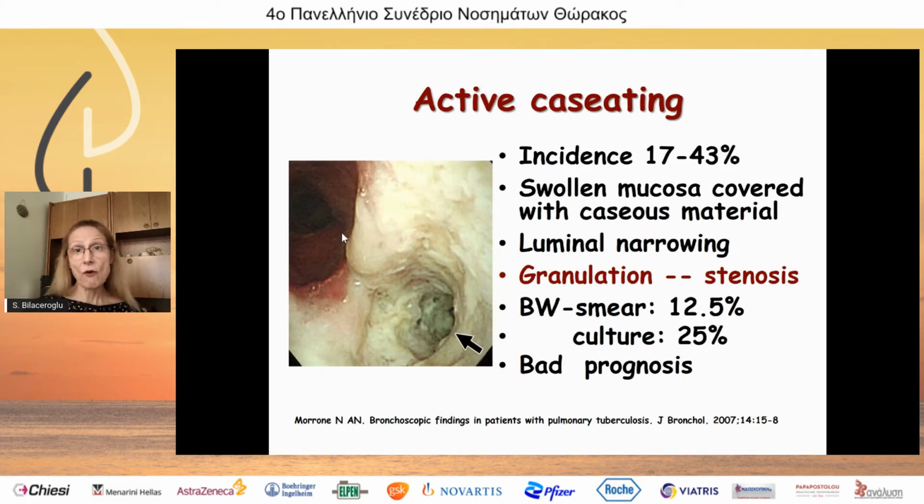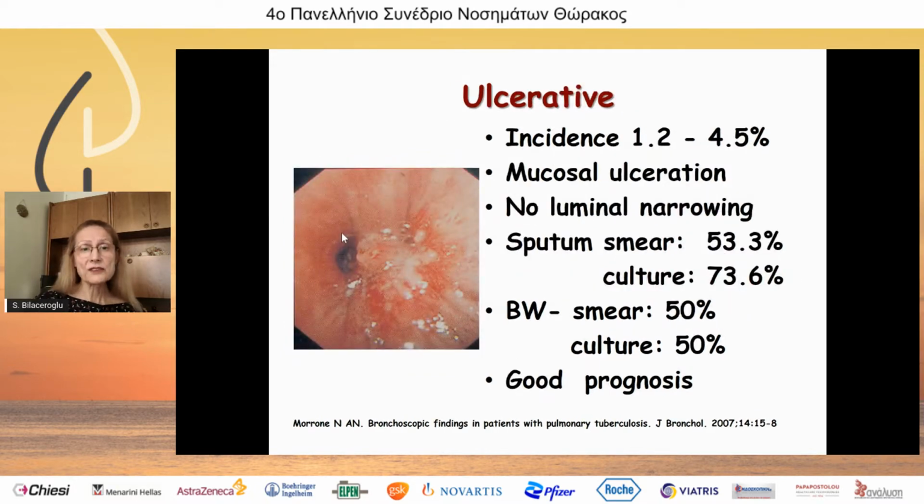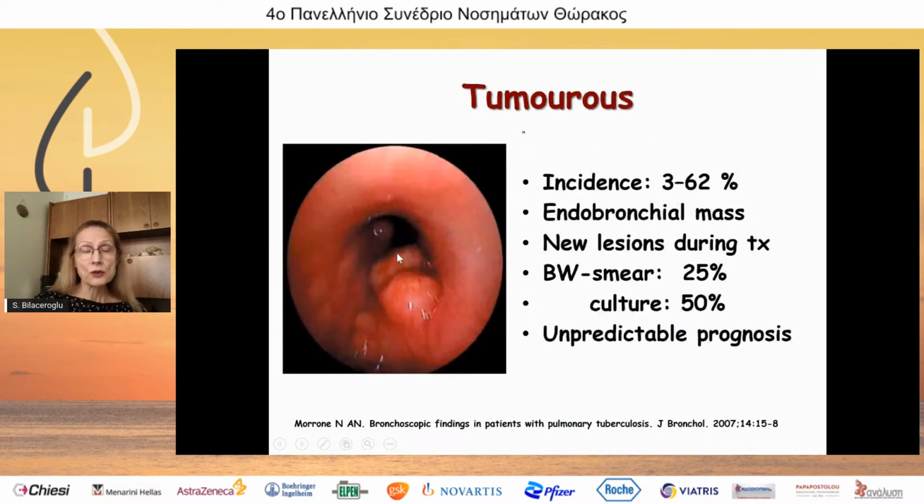Active caseating form is one of the bad forms. The prognosis is bad, and for sure, in this form, granulation tissue occurs, and then this leads to stenosis. Ulcerative form has a good prognosis, no luminal narrowing, just mucosal ulceration as seen here. Tumorous form has an unpredictable prognosis. We have tuberculomas, mass-like nodules, masses in the airway, and this can lead to stenosis or not. It's unpredictable.